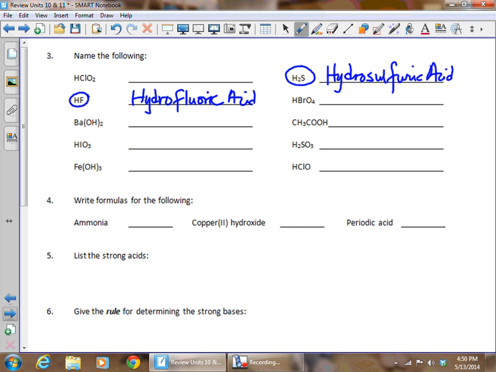The next thing that I would do would be to pick out any exceptions to the rule where your acids are concerned. Remember, our exceptions to the rule are the phosphorus and sulfur oxyacids, and our acetic acid. So here's one of our exceptions to the rule. CH3COOH is acetic acid. H2SO3 is sulfurous acid.